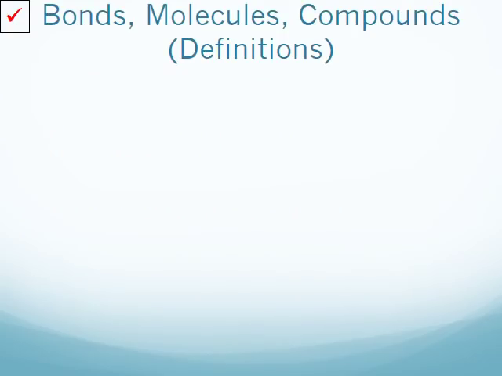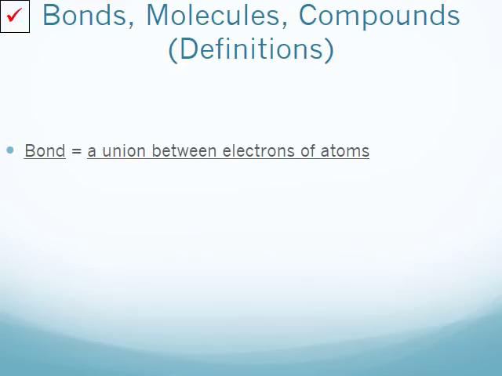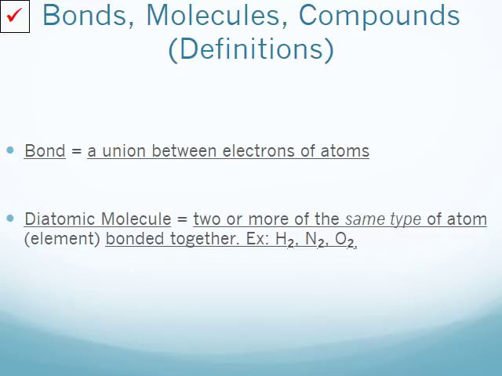So bonds, molecules, compounds, as well as a few other definitions you're going to need to know. A bond, simply put by definition, is a union between the electrons of atoms. And a diatomic molecule, so diatomic think 2, is 2 or more of the same type of atom or element bonded together. For example, H2, so 2 atoms of hydrogen, N2, 2 atoms of nitrogen, or O2, 2 atoms of oxygen. Now O2 is very important because, well, that's what we breathe.